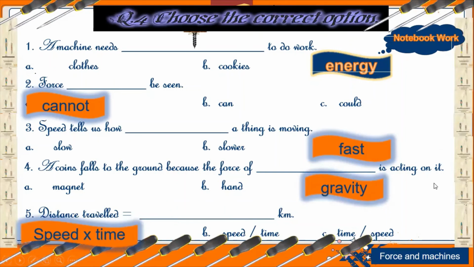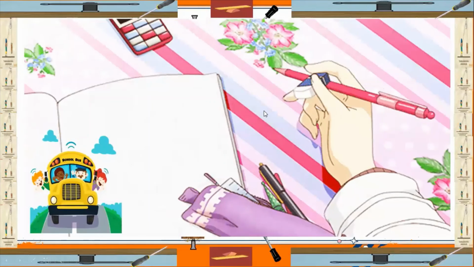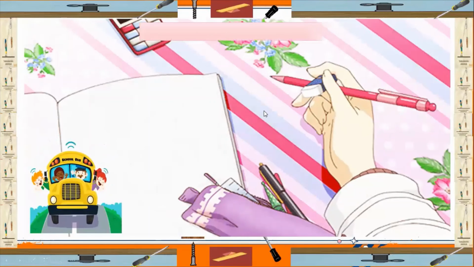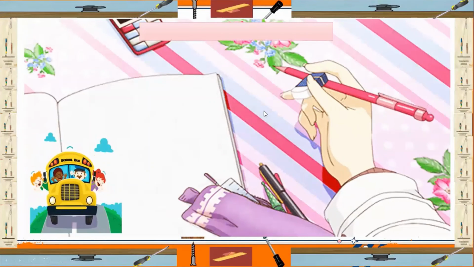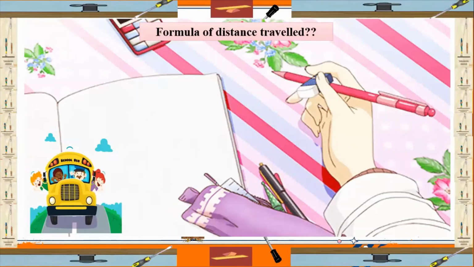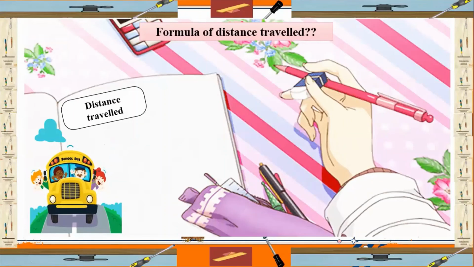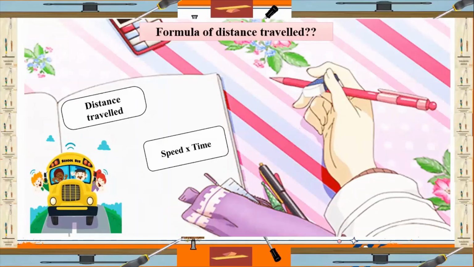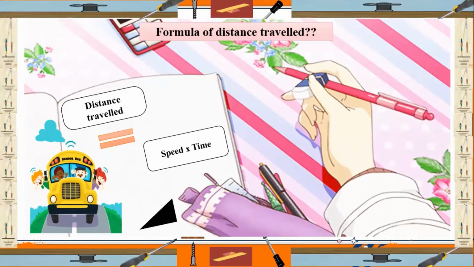So that will be all for today's students' work. Have a very nice and blessed day. Before I leave, I need to ask, what is the formula of distance traveled? Correct. Distance traveled is equal to speed multiplied by time.